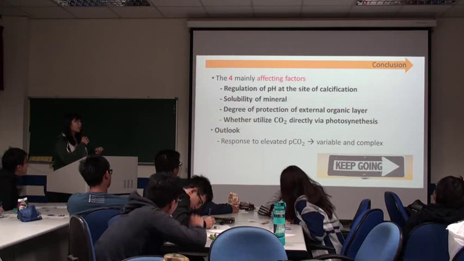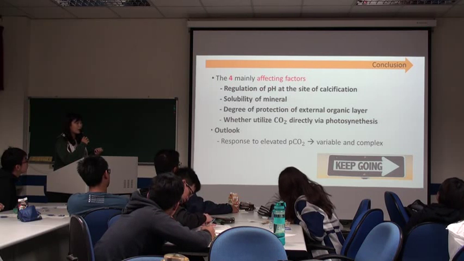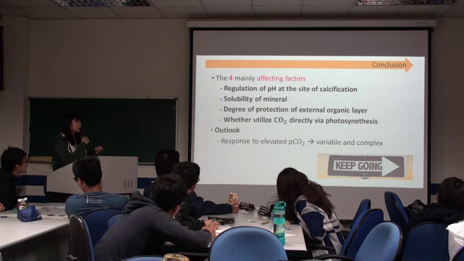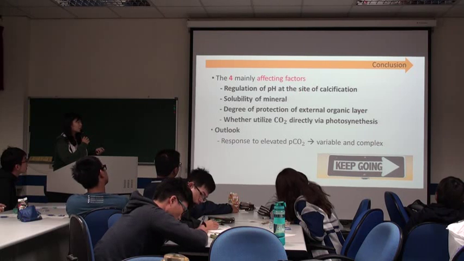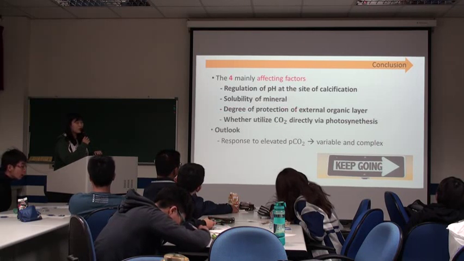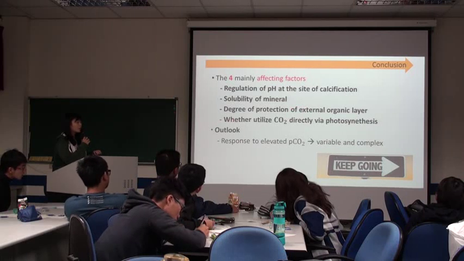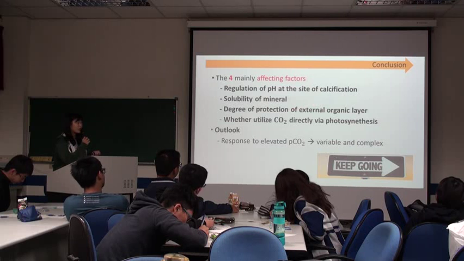In conclusion, we get 4 affecting factors from the experimental results. One is regulation of pH at the site of calcification. Number 2 is solubility of the mineral. Number 3 is the degree of protection by the internal organic layer. And number 4 is whether the species utilize CO2 directly via photosynthesis.